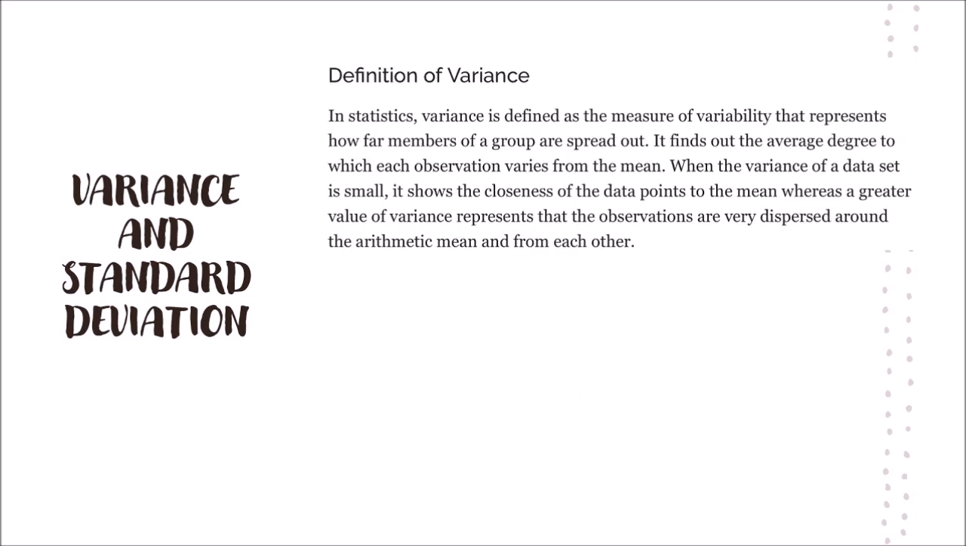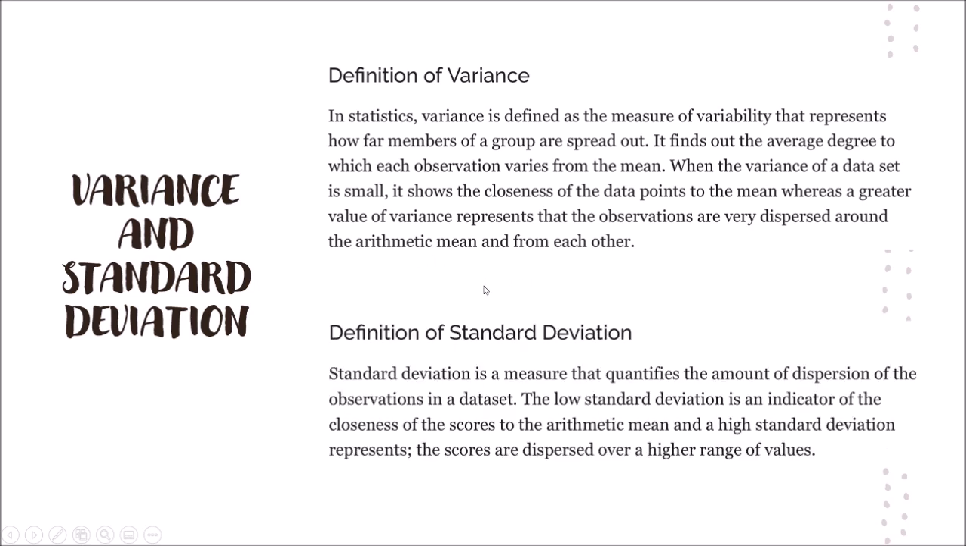So let's begin with the definition of the variance. In statistics, variance is defined as the measure of variability that represents how far members of a group are spread out. It finds out the average degree to which each observation varies from the mean. When the variance of a dataset is small, it shows the closeness of the data points to the mean, whereas a greater value of variance represents that the observations are very dispersed around the arithmetic mean and from each other.